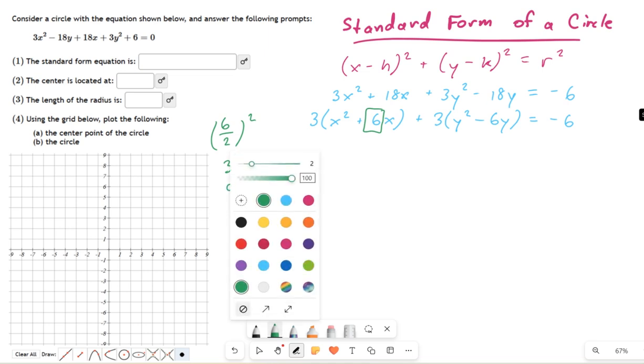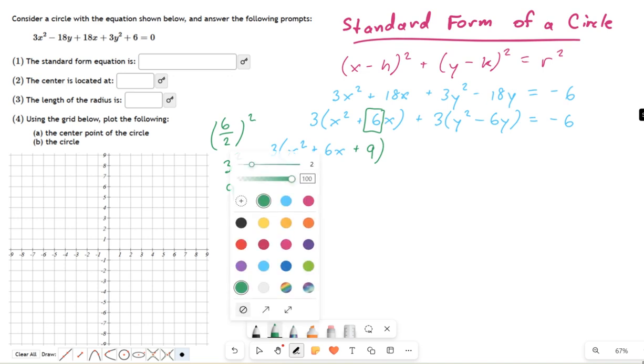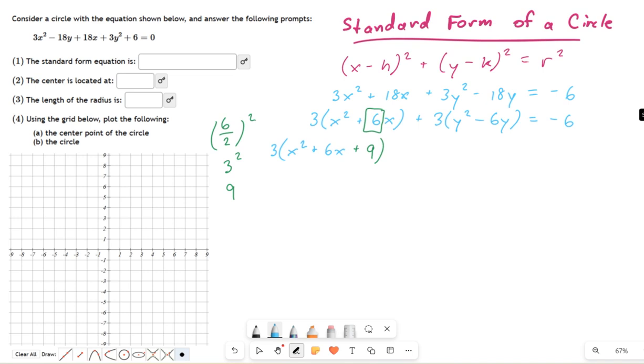Now watch how I'm going to rewrite this thing. This technique is called completing the square, and I would say it's probably the hardest and most important thing that we have to do in this unit on circles. It's really more about getting practice with completing the square. So I'm going to add a plus 9 in there to that parentheses to complete its square, and that way I'll be able to factor it very nicely.